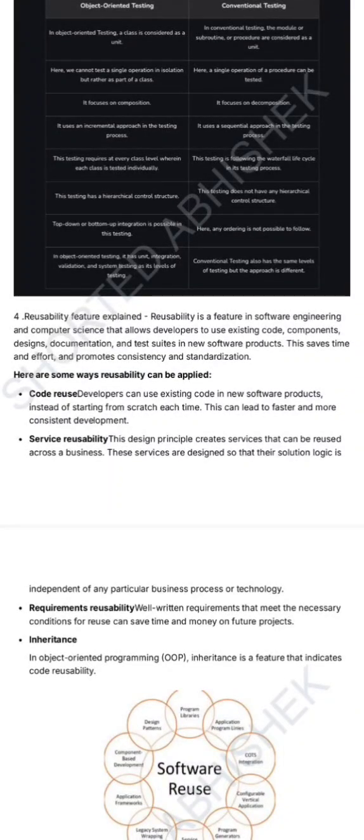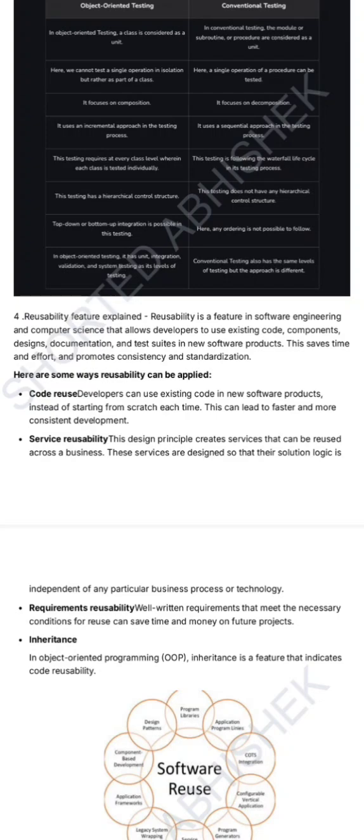Reusability is a feature in software engineering and computer science that allows developers to use existing code, components, designs, documentation, and test suites in new software products. This saves time and effort, and promotes consistency and standardization. Here are some ways reusability can be applied. Code reuse. Developers can use existing code in new software products, instead of starting from scratch each time. This can lead to faster and more consistent development.